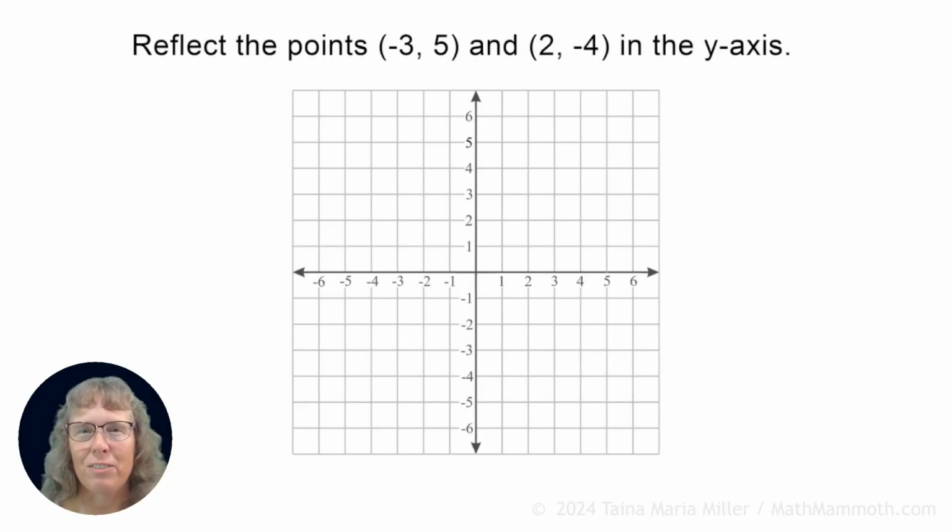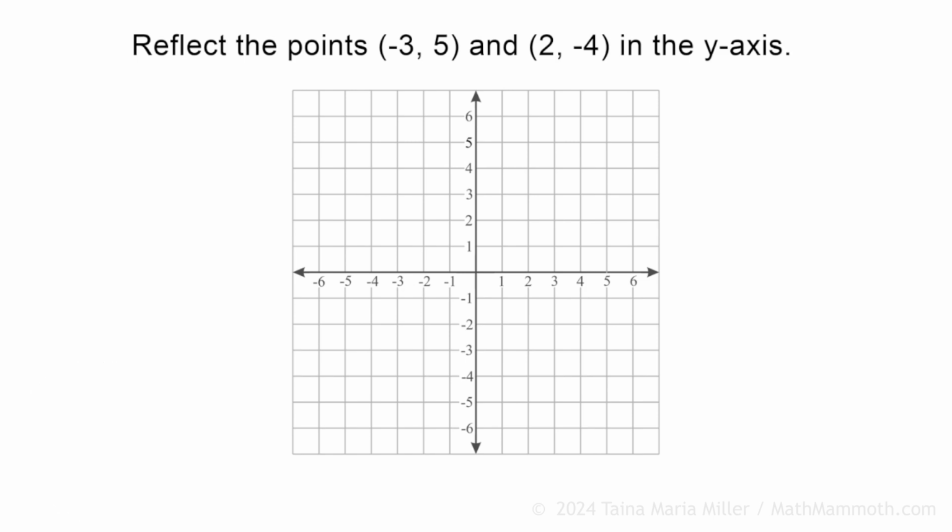Now let's look at reflecting points in the x-axis or in the y-axis, and let's focus on the coordinates of those points and how they behave under the reflection. Reflect the points (-3, 5) and (2, -4) in the y-axis. So if I draw (-3, 5), -3 and then 5, it's over here. And I'm going to reflect it in the y-axis, which is this vertical axis. So therefore it goes over here.